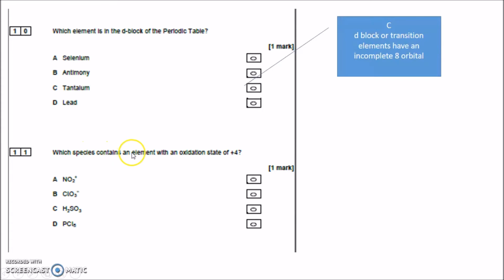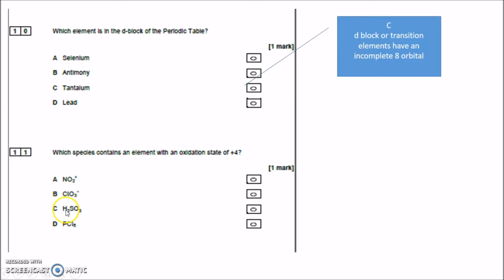Which species contains an element with an oxidation state of +4? Well, let's have a look. Oxygen is -2 because it's in group 6 of the periodic table, gains 2 electrons, -2. So the oxygens give -6 here, and the nitrogen is in +5, because +5 minus 6 leaves -1. So that's in +5, so it's not A. Next, the oxygens are in -2, as we've said. 3 times -2 is -6. It's got a 1 minus left over, so the Cl is in +5. +5 minus 6 leaves -1, so it's not B.